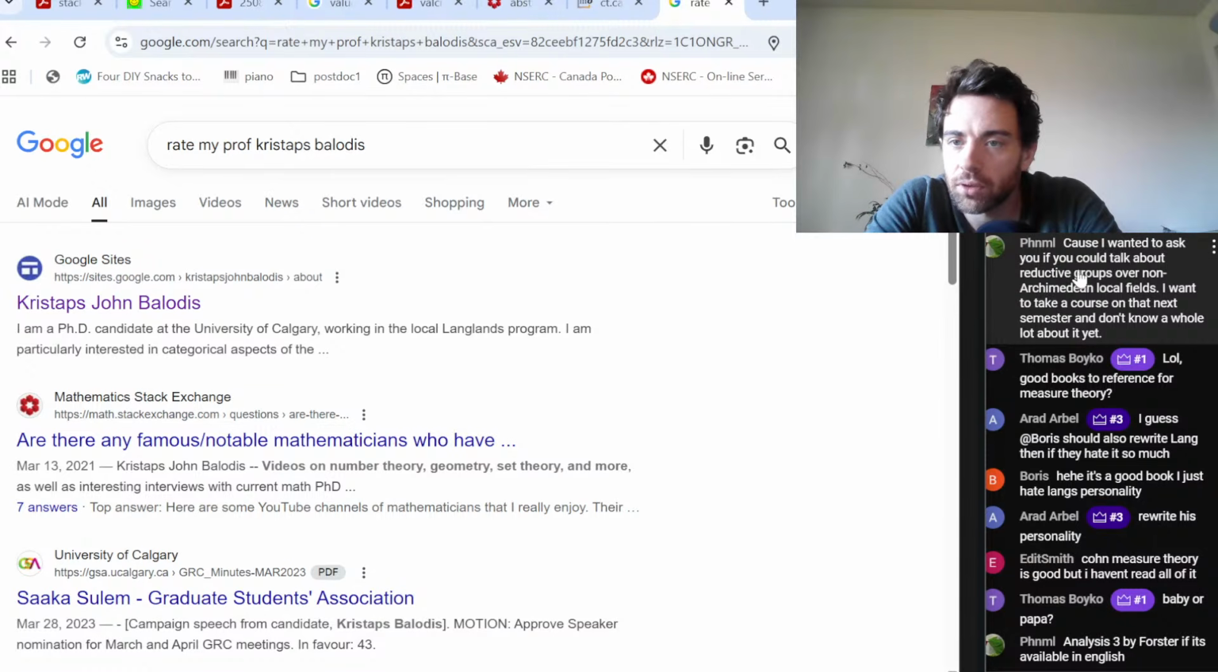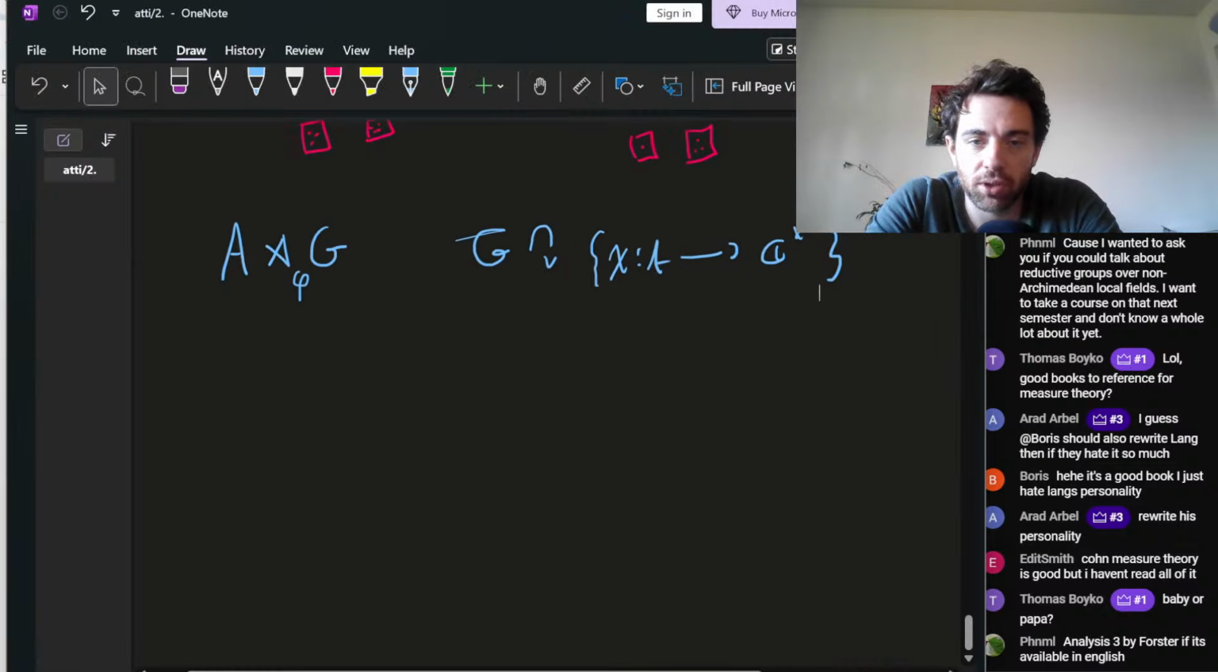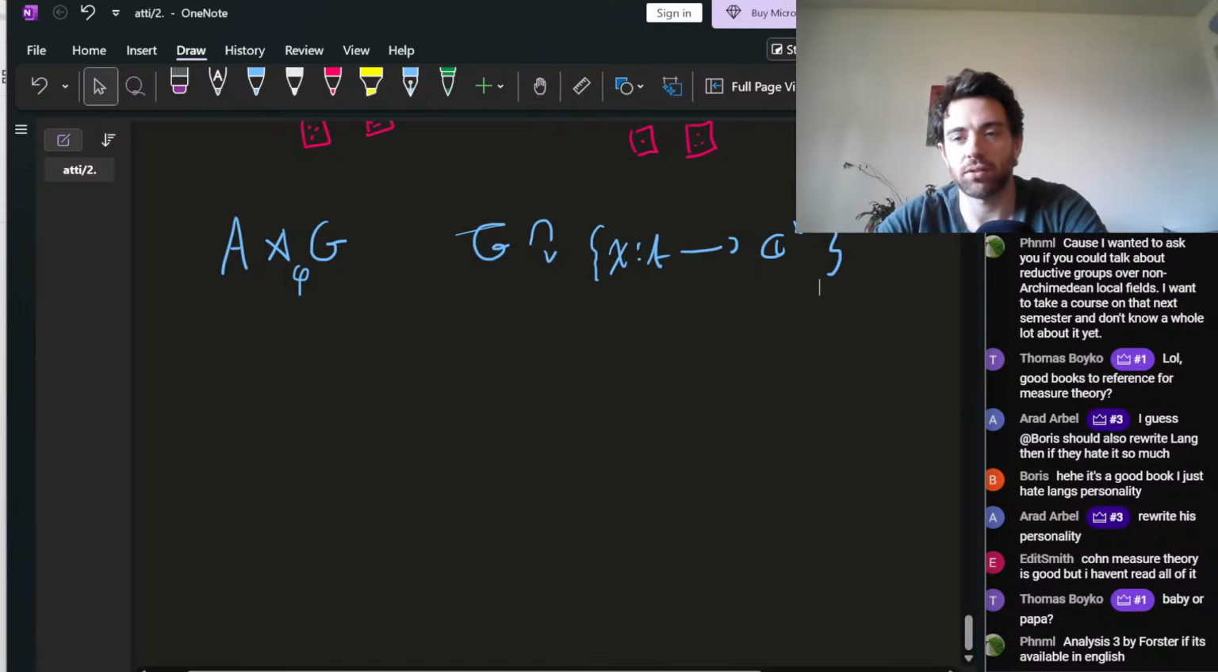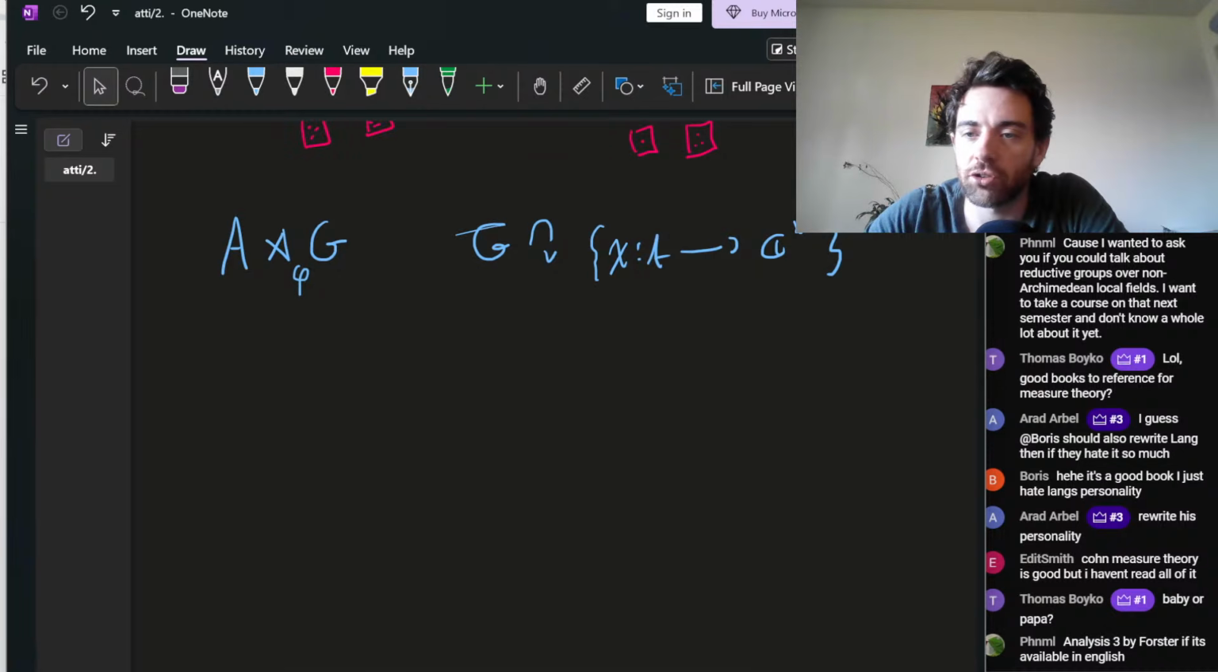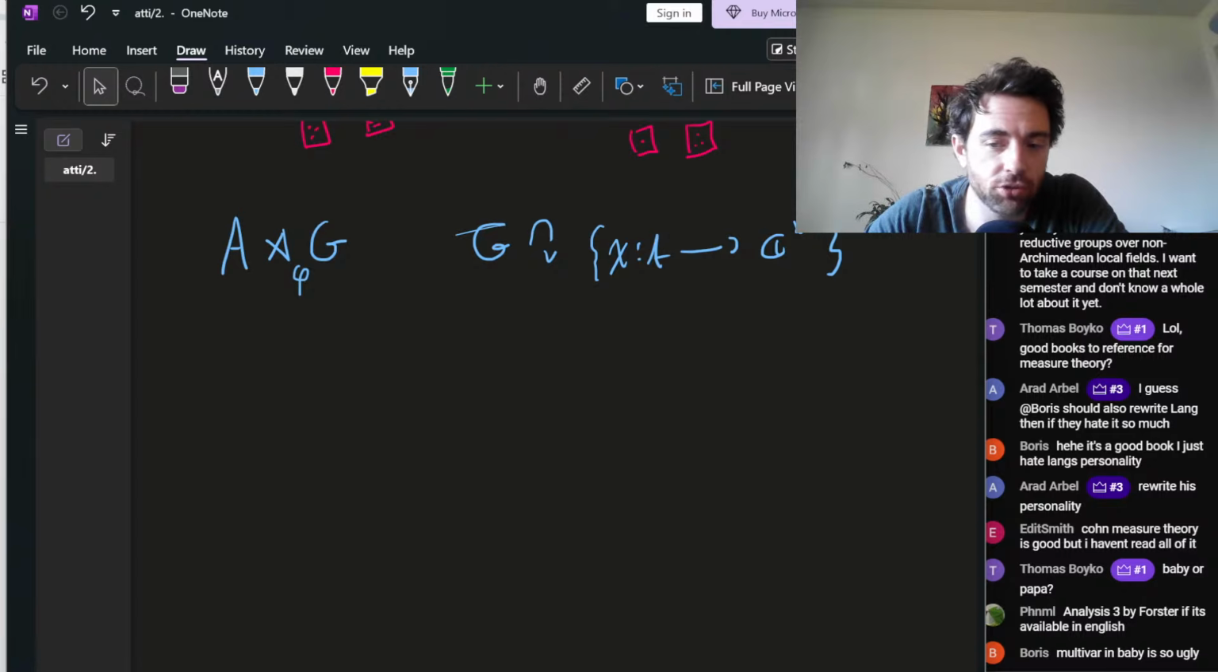Oh, you wanted to ask if I could talk about reductive groups over non-Archimedean local fields. You want to take a course on that next semester, and you don't know a whole lot about it yet. Yeah, I could say something about it. The course is specifically on reductive groups over non-Archimedean local fields. Interesting. What should I say about it?